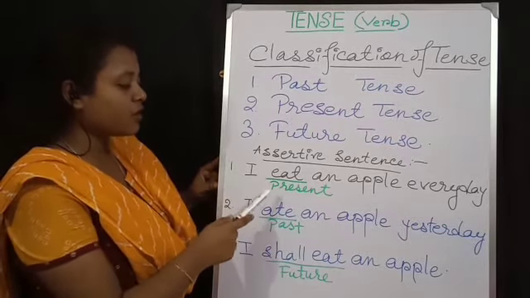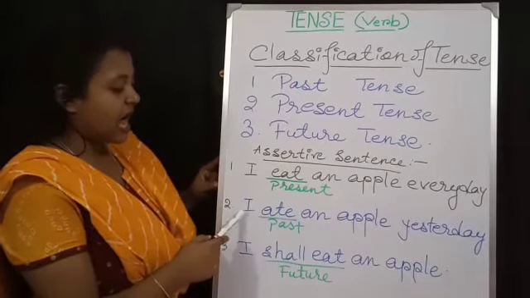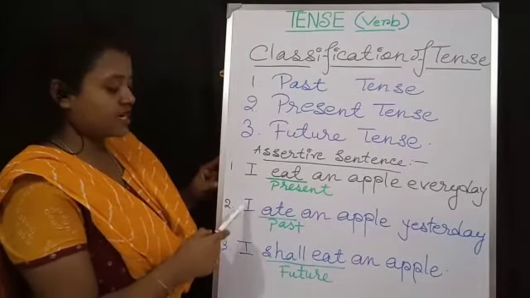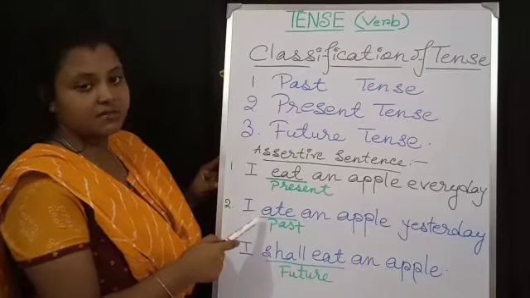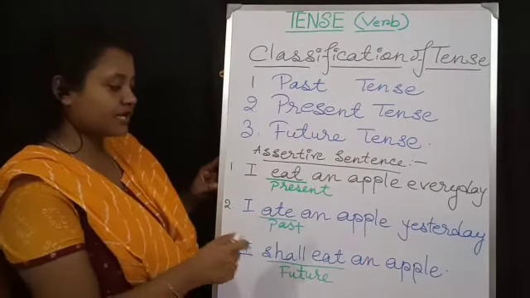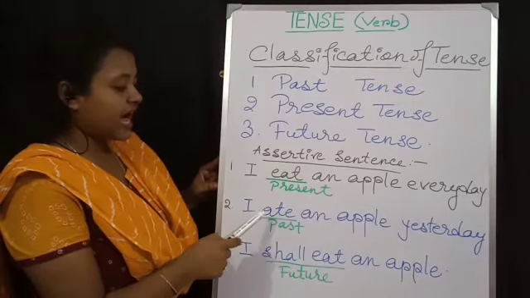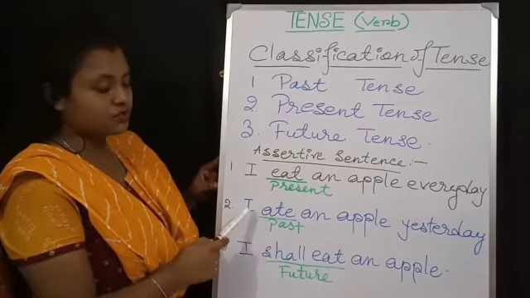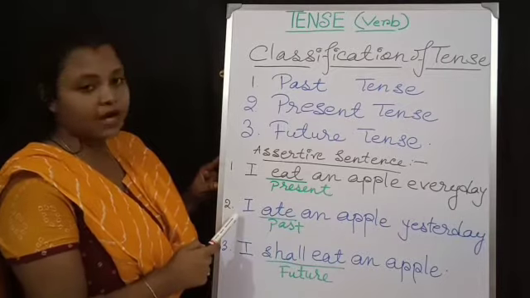What is the past form of eat? Ate. I ate an apple every day. Here I is the subject, ate is the main verb. After that, the object or predicate is written. So the action of the verb is in past. So that's why it is an example of the past tense.